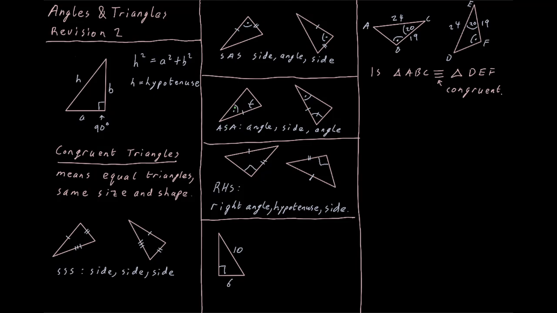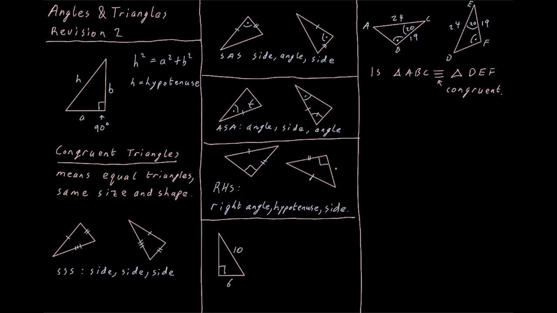We could have an angle at a corner, then the side, and then another angle. So two angles and the side in between would guarantee that we had two triangles being congruent as well. And finally, if we have a right angle triangle, we can have the right angle, the hypotenuse, which is the longest side across from the right angle, being equal, and then either of the other two sides being equal as well is enough to show congruence.